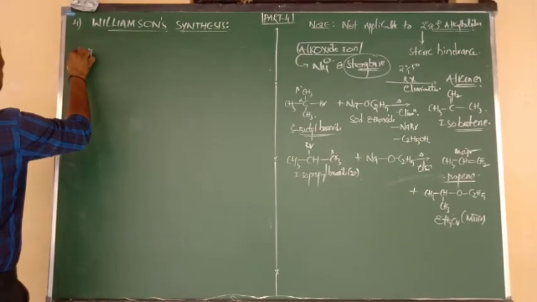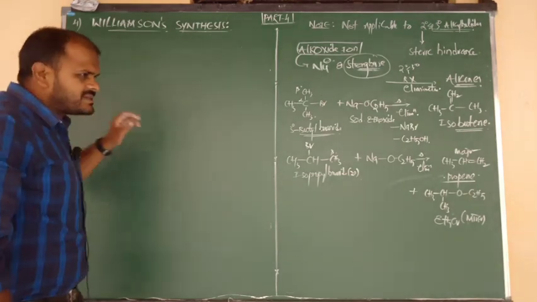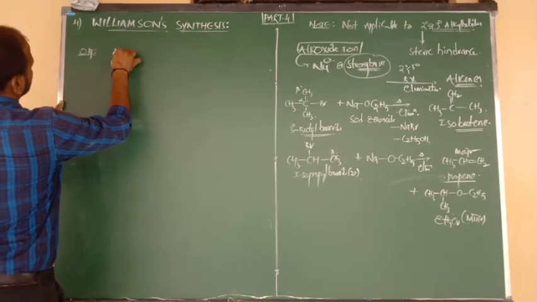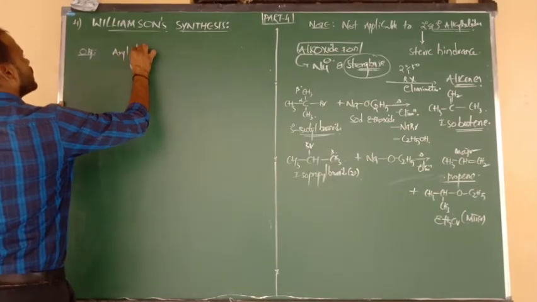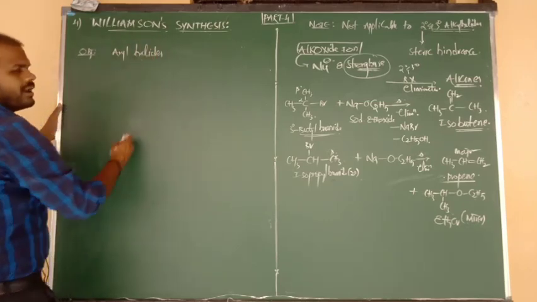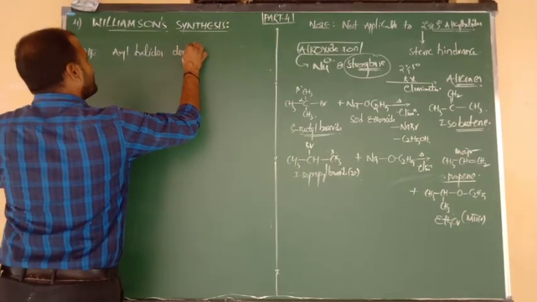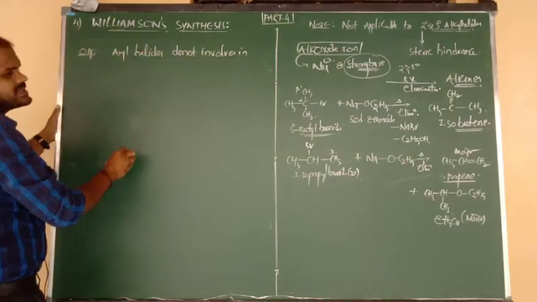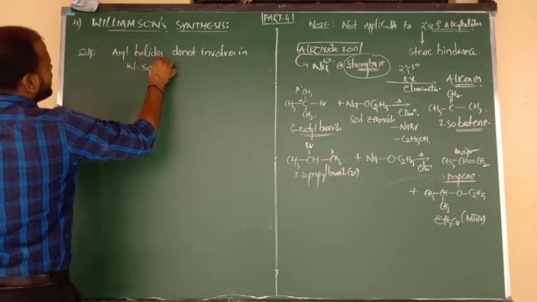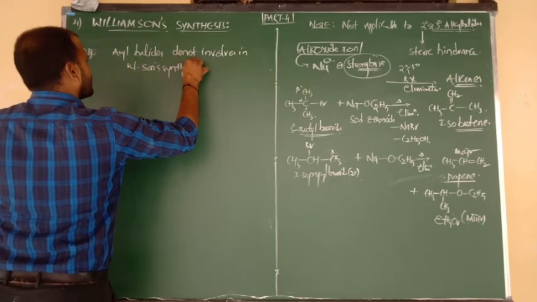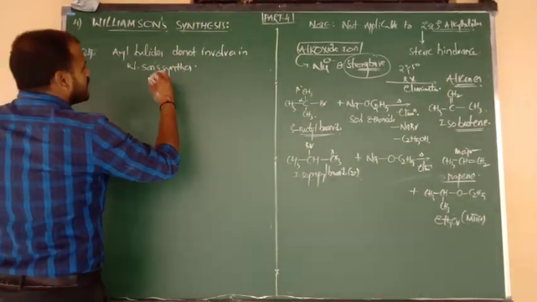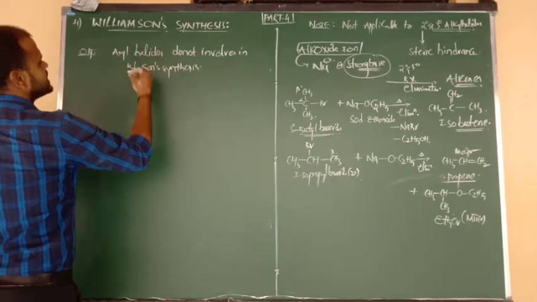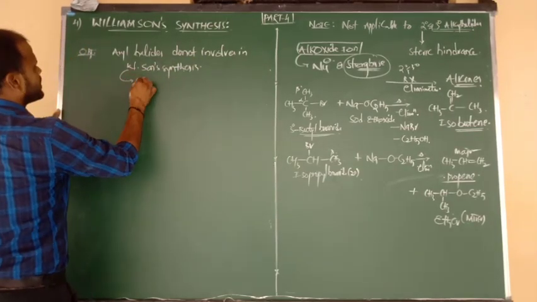Another important point, very important from the objective point of view, is aryl halides, nothing but haloarenes. Aryl halides do not participate in, or we can say do not get involved in, Williamson's synthesis. What is the reason? In Williamson's synthesis, actually, Williamson's synthesis is nothing but what?